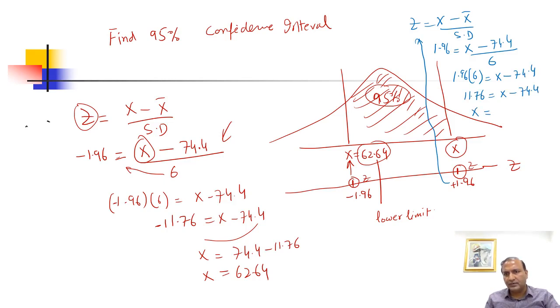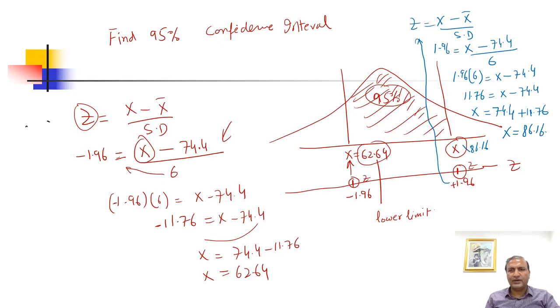So the x will be equal to 74.4 plus 11.76. So the value of x will be equal to 74.4 plus 11.76. So the answer is 86.16. Okay, so you see, this is the reverse process.